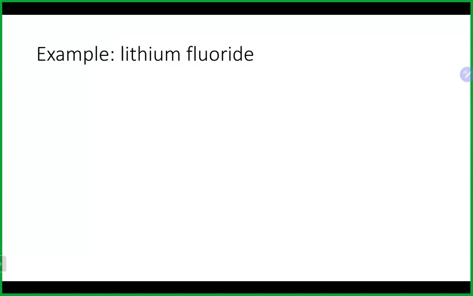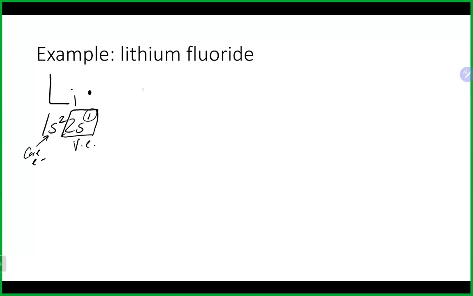So let's take a look at an example like lithium fluoride. Lithium is group number 1, which means it has 1 valence electron. If I draw the little dot symbol for that, and the electron configuration, 1s2, 2s1. And right there, that is the valence electron that we're looking at in the picture. These 2 electrons here are the core electrons, not involved in bonding.